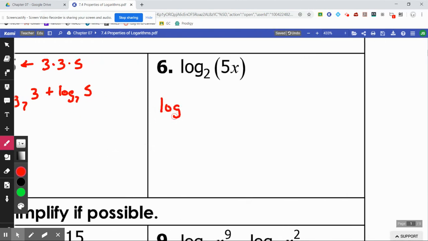Log base 2 of 5x is log base 2 of 5 plus log base 2 of x. So what do we need to learn from this? Anytime you have multiplication, it can be broken into two logarithms being added together.